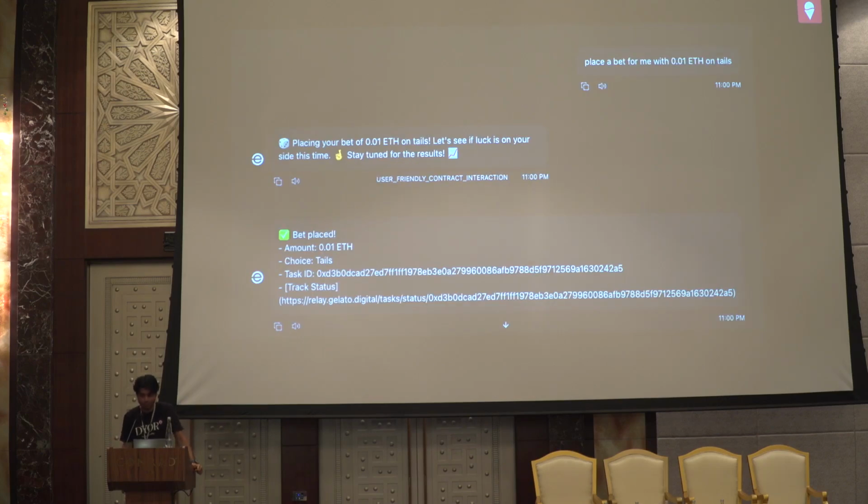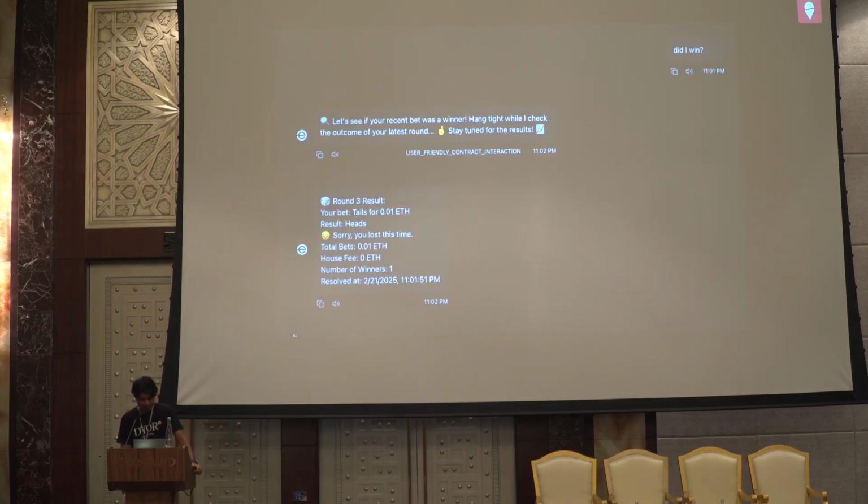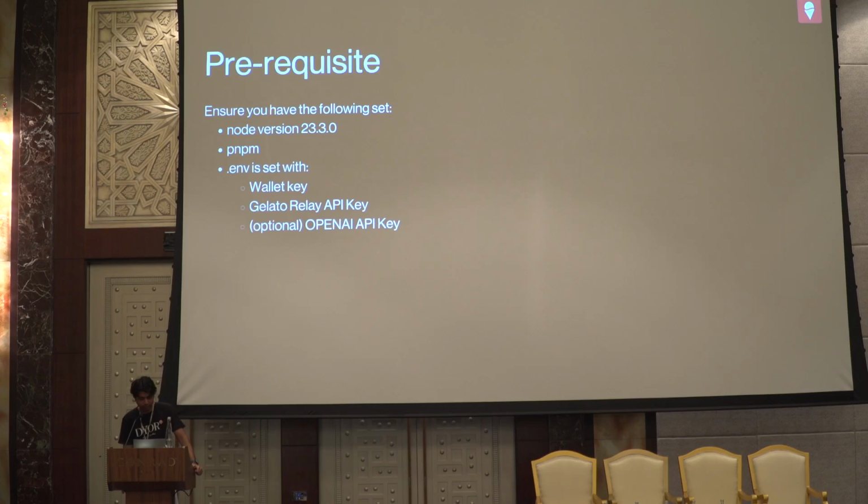So I said, "Place a bet for me with 0.01 ETH on tails." And it actually went ahead and placed the bet. You can see that the transaction was relayed using Gelato Relay, and the bet was placed with the choice of tails. Lastly, I asked, "Did I win?" For this specific screenshot, not really. But you can actually win as well, because the result will either be 0 or 1, which is heads or tails. That's how the game works in general.